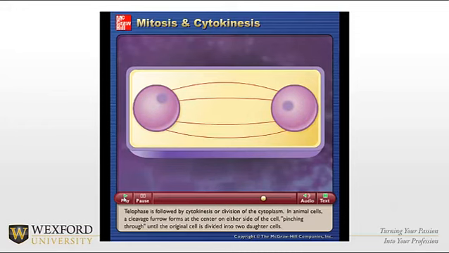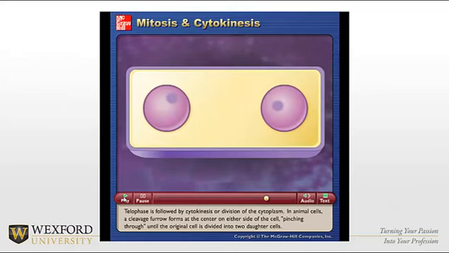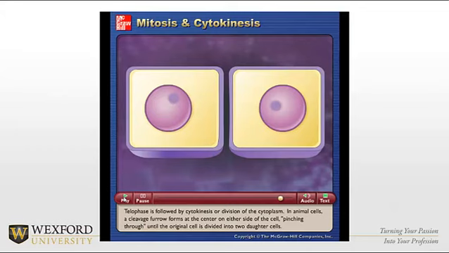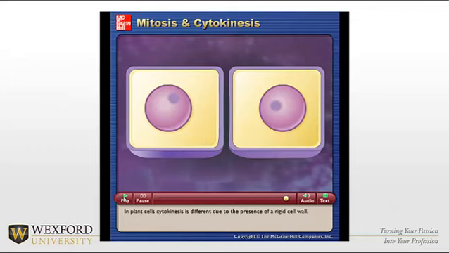Telophase is followed by cytokinesis, or division of the cytoplasm. In animal cells, a cleavage furrow forms at the center on either side of the cell, pinching through until the original cell is divided into 2 daughter cells. In plant cells, cytokinesis is different due to the presence of a rigid cell wall.